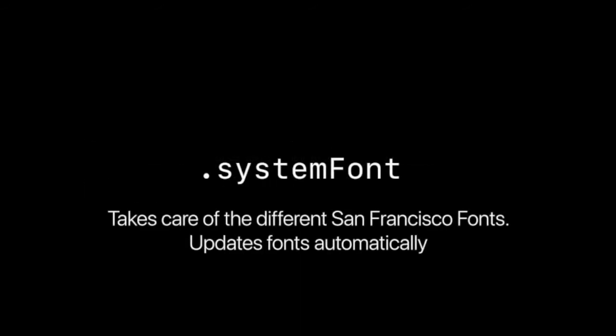UI font system font takes care of all the different San Francisco fonts that exist. It updates the font automatically. So let's say in iOS 12 they have SF Pro 2. You don't have to update it manually. The UI system font will take care of that. So if you're in iOS 11, it will fall back to SF Pro. If you're in iOS 12, it will use the new one.